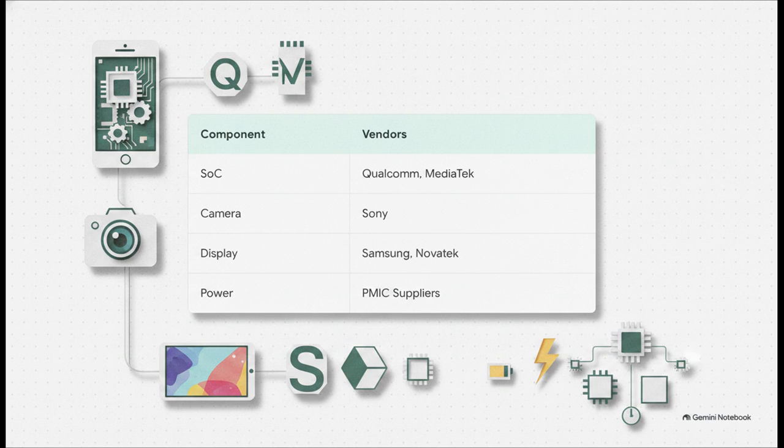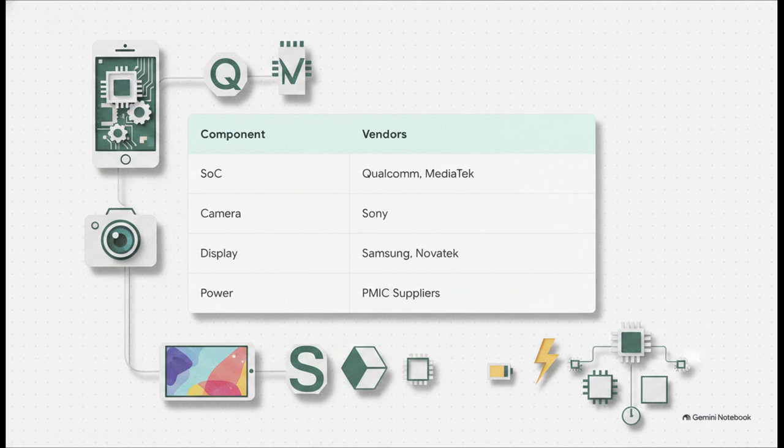So let's see how this builds into a practical framework. We can explicitly link the architecture we just learned to real-world market influence. When we talk about the core brain, that SoC, the dominant strategic players are Qualcomm and MediaTek. Understanding their competitiveness dictates everything in procurement.